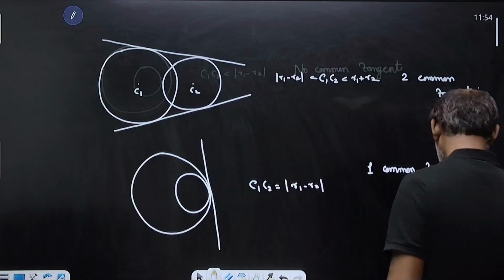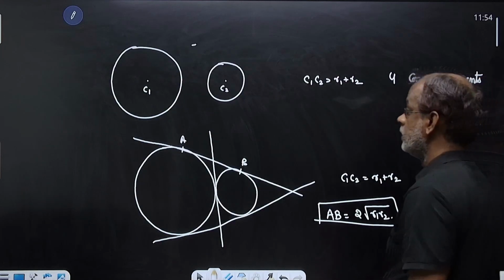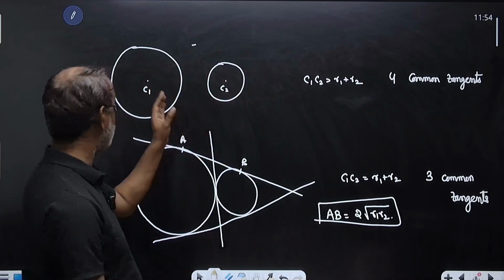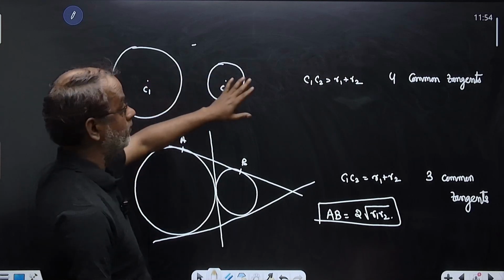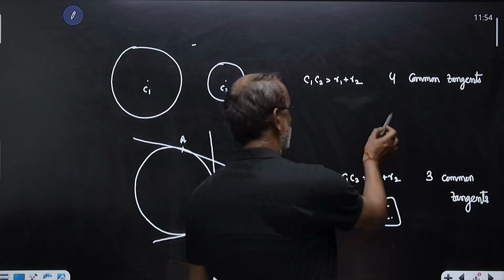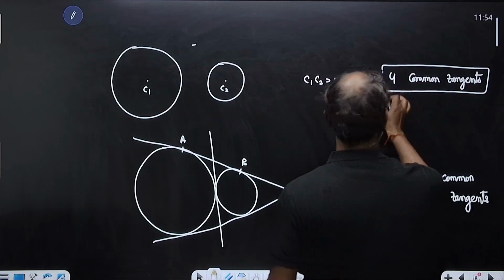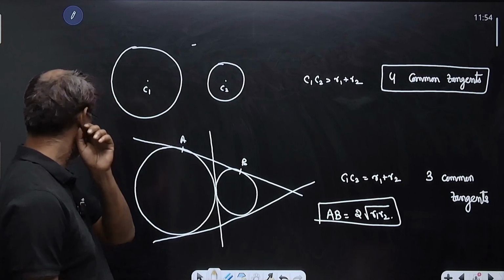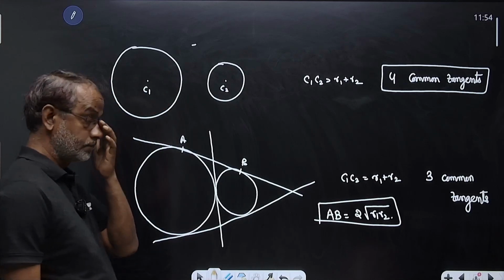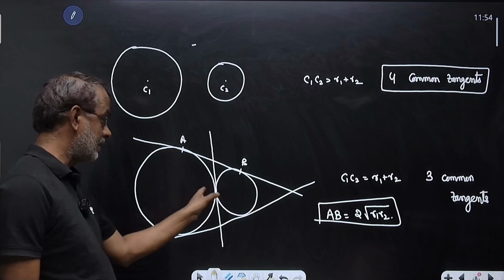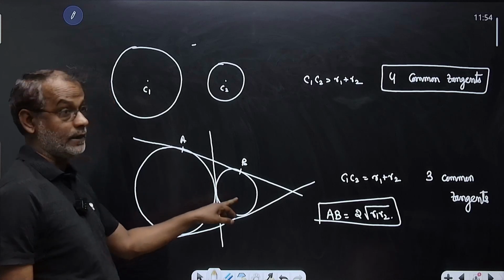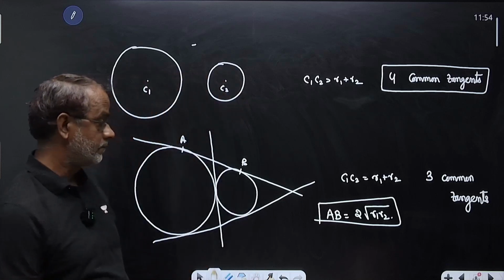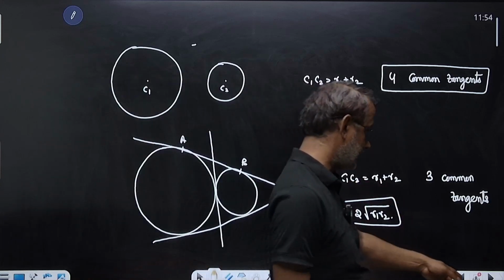That is, if the circles do not meet each other at any point and one lies completely outside the other, we have four common tangents. If they touch each other, we say they touch each other externally. If they touch each other externally, then we have three common tangents.